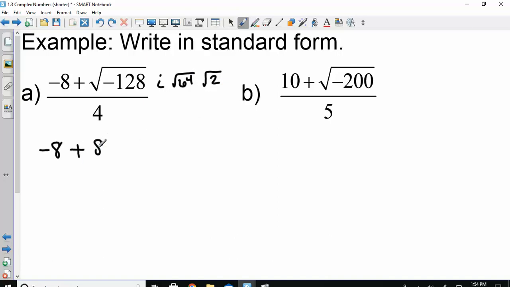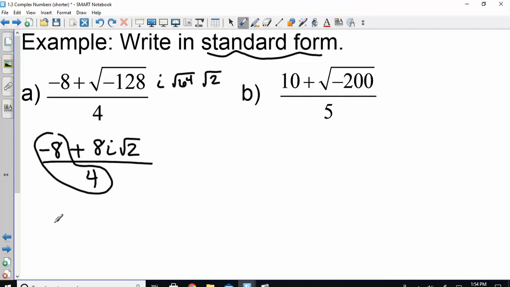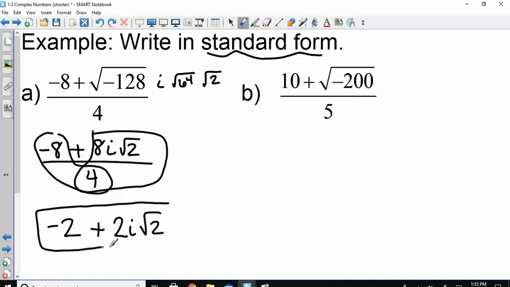Okay. Square root of 64 is 8. We have an i and we have a radical 2. All this is over 4, but I said standard form, so what do we have to do? You just put each one over 4. So negative 8 over 4 is negative 2. 8i radical 2 over 4, so 8 divided by 4 is just 2i radical 2.